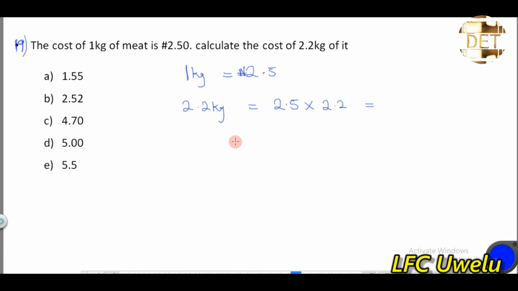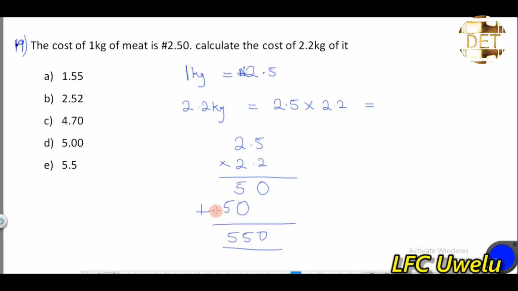So I'm going to come here and multiply 2.5 times 2.2, right? So 2 times 5 is what? 2 times 5 is 10, so I'll put down 0, carry 1. 2 times 2 is 4, plus 1 I carry is 5. 2 times 5 is what? 10. I'll put down 0, carry 1. 2 times 2 is 4, plus 1 I carry is 5, right? So that would be 550 when I add, right?